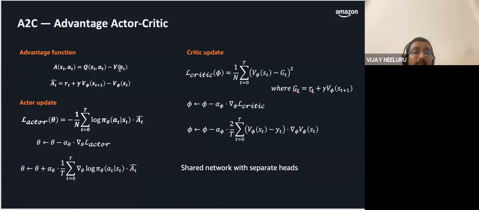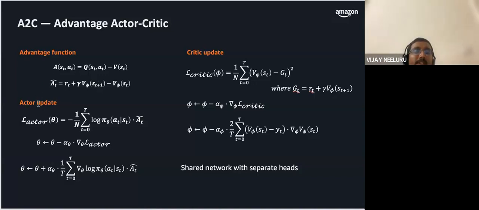But the problem with the first equation is that it requires two value functions, Q(s, a) and V(s). So here we approximate the Q with the TD, the temporal difference, which is given in the second equation. The advantage in the second equation is given by the immediate reward, which is r_t, plus the discounted estimated value in the next state.